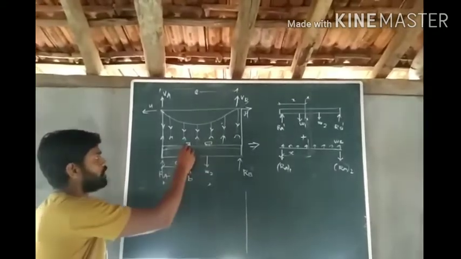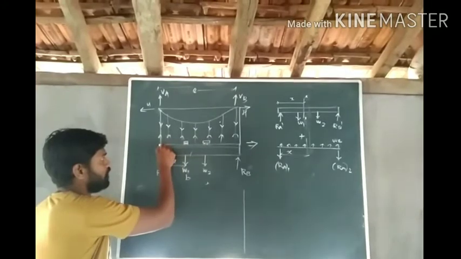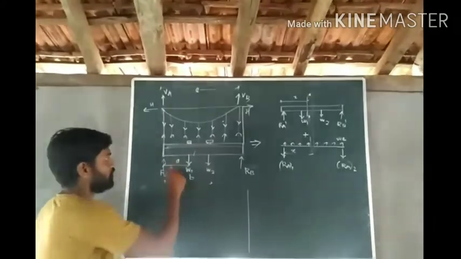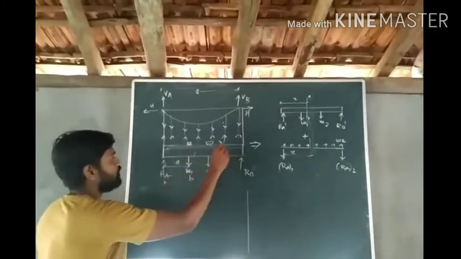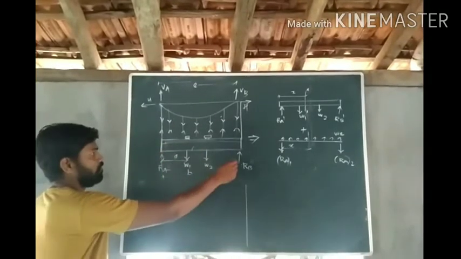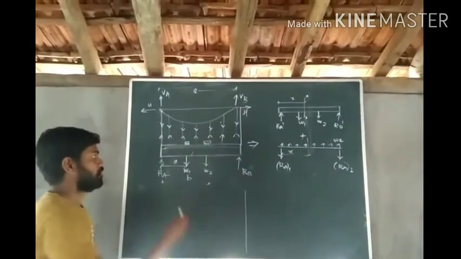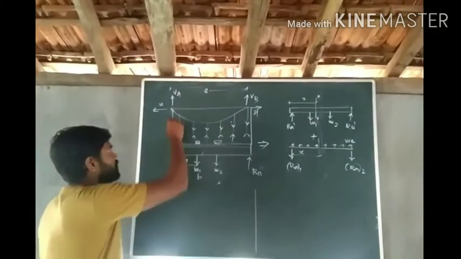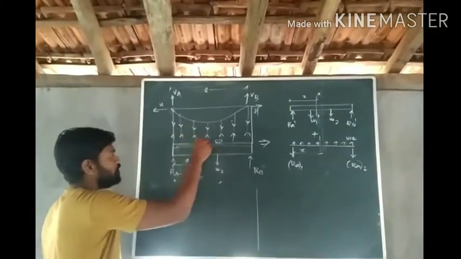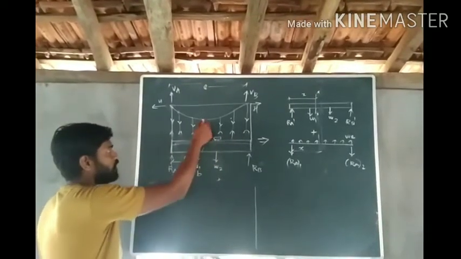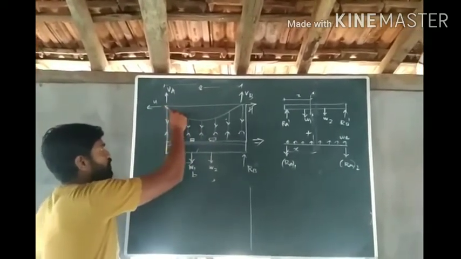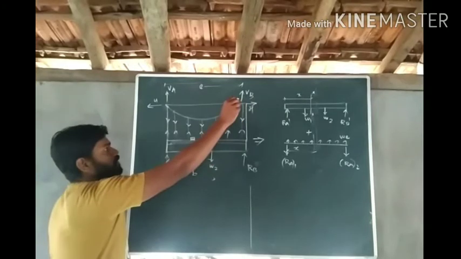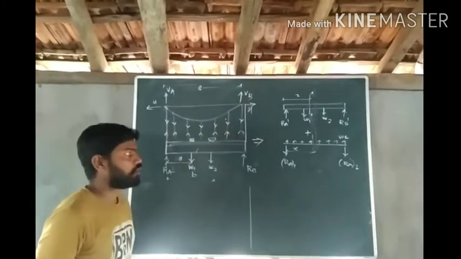Now, let us say this is the deck slab of the bridge. This is the stiffening girder. These are the towers of support. These are the suspenders, which are connected between the stiffening girder and the main suspension cable. This is the suspension cable, which is supported over the tower.